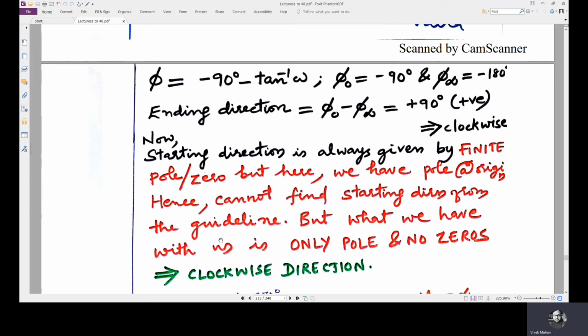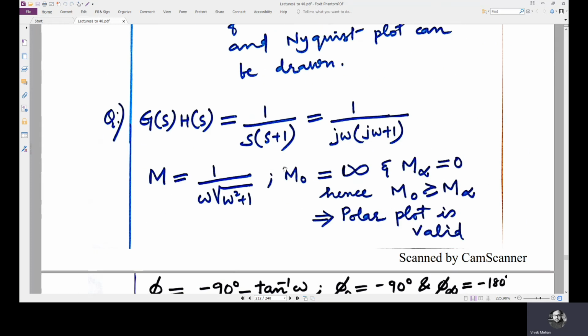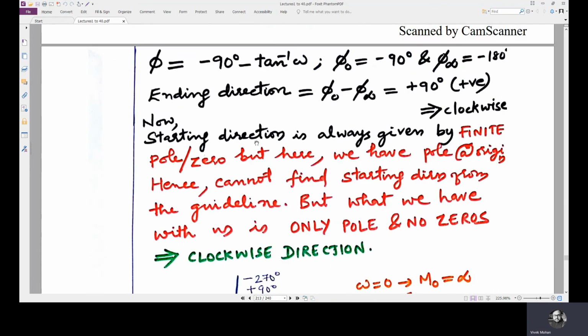But what we need to do here is, we have only s equals minus 1 as the finite pole. We don't have zeros. So whatever is near the origin is a pole only. So we take it as clockwise direction.